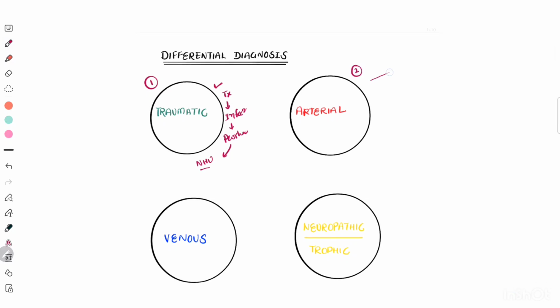Arterial cause means there is obstruction in the blood vessel or artery supplying that area, which leads to ischemia. And ischemia is a potential factor for poor healing and it leads to ulceration. And this condition is known as peripheral arterial disease or peripheral vascular disease. So second cause can be arterial ulcer due to ischemia.